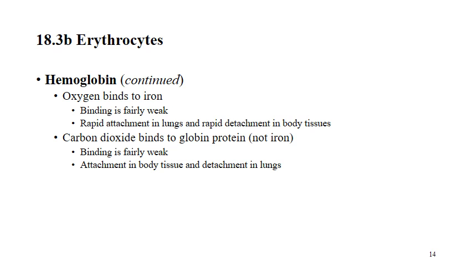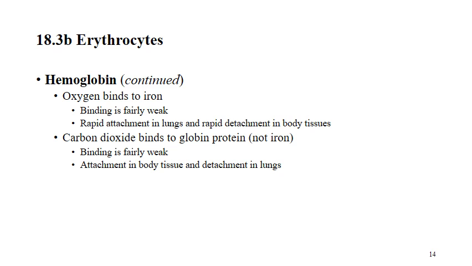So oxygen binds to the iron. It's fairly weak, which is good, right? It's attracted to it compared to everything else in the erythrocyte, but we don't want it to be so attracted that it won't release when it goes to the rest of the body tissues, after rapidly attaching in the lungs and then being able to rapidly detach in the body tissues.